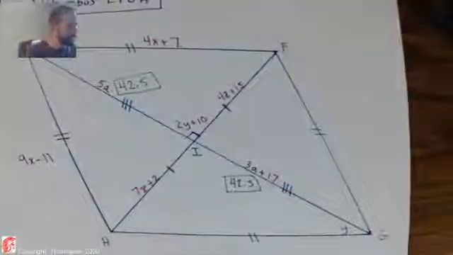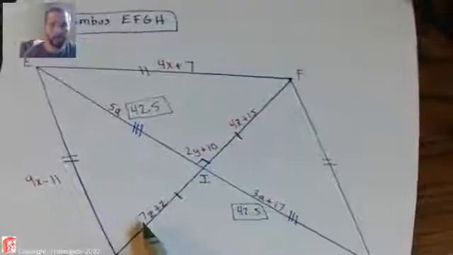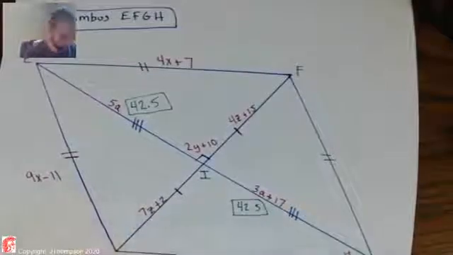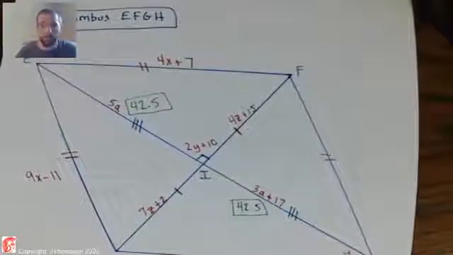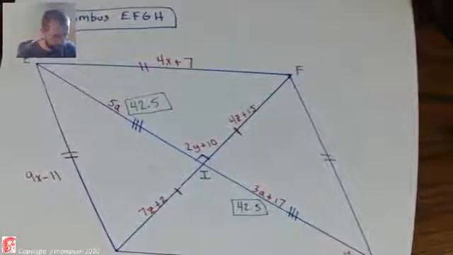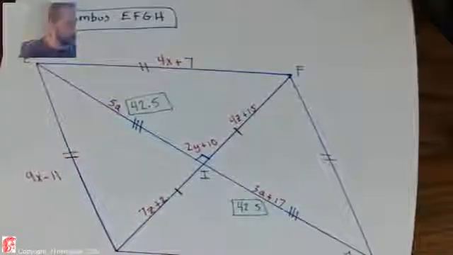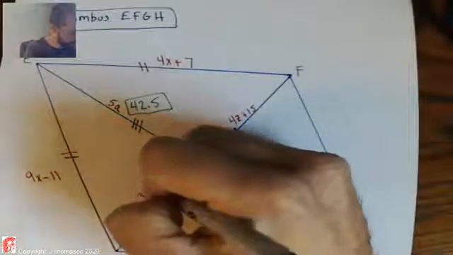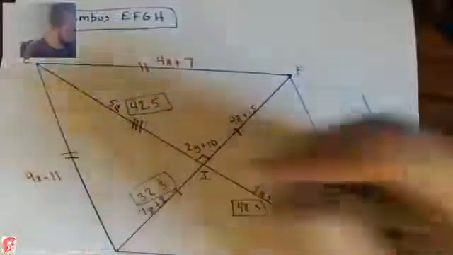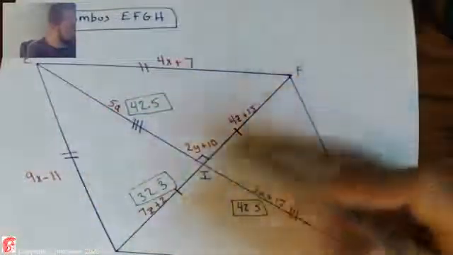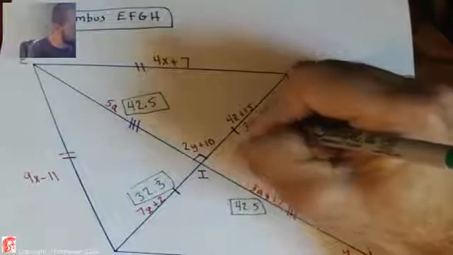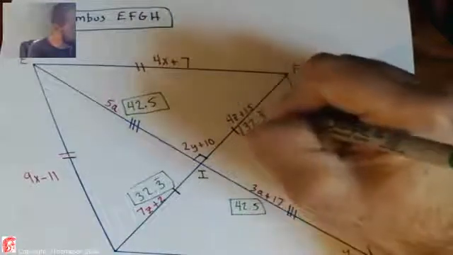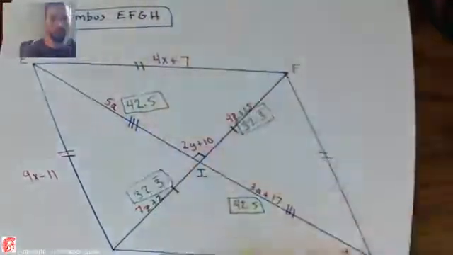We found that z was 4.3 repeating. So if we plug that in here, 7 times 4.3 repeating, and then plus 2, we get 32.3 repeating. And that means that IF would be the same length, 32 and 1/3.